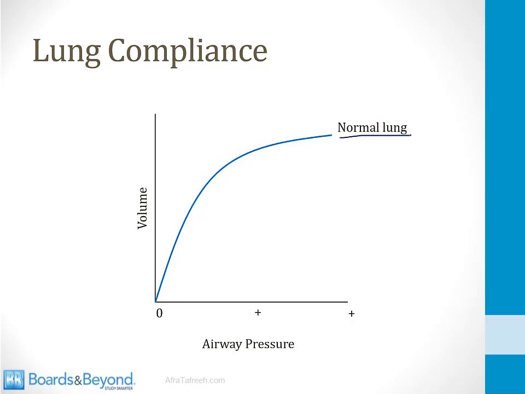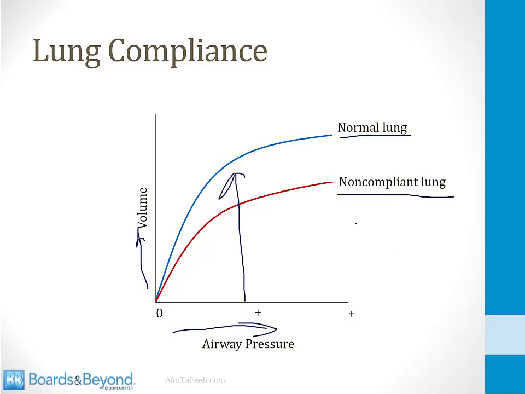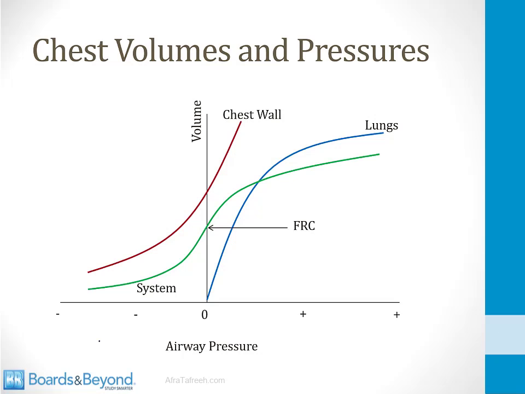If the lung becomes non-compliant, in other words, if it becomes stiffer and has a decreased compliance, it will begin to look like this red line. Notice that when you apply airway pressure to the red line, you get less of a volume change compared to the blue line. It's because it is a non-compliant or stiff lung. And now let's talk about what would happen to the pressure-volume relationship of the entire respiratory system as a whole if we had a change in lung compliance.